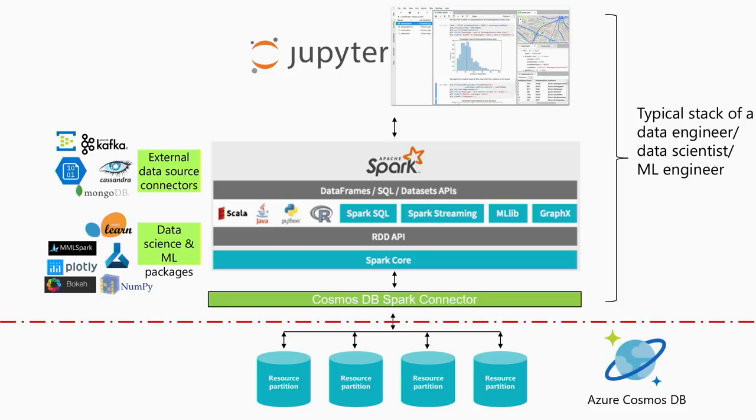So what we now say is the red line is removed, and the entire stack of Jupyter Notebooks as well as Spark comes built in to Cosmos DB. So I would love to go into detail as to how we are building this out.